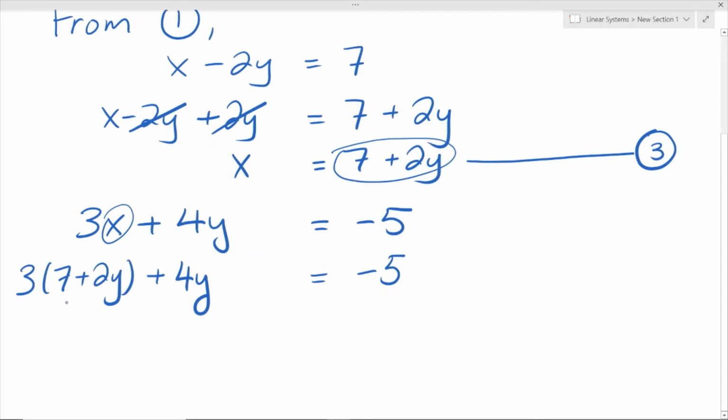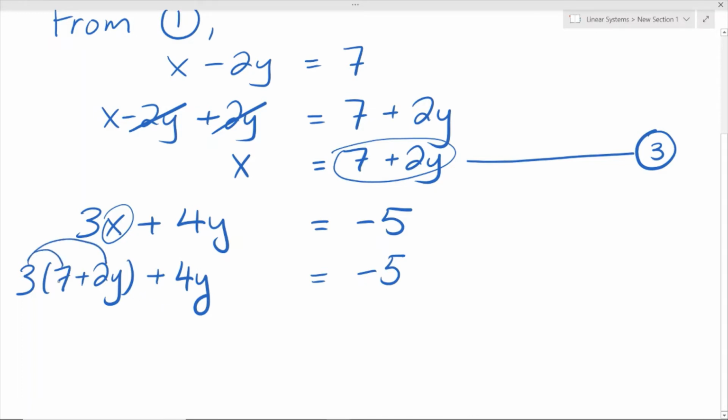From here, we can see we only have one variable, y. We don't have two variables now, so we can actually solve and get a number for y, which is great. So let's do that. First, before we do that, we have to use the distributive property to make things a lot easier for ourselves.